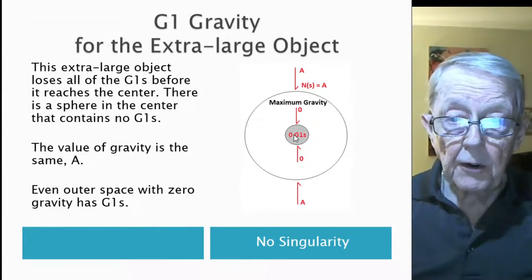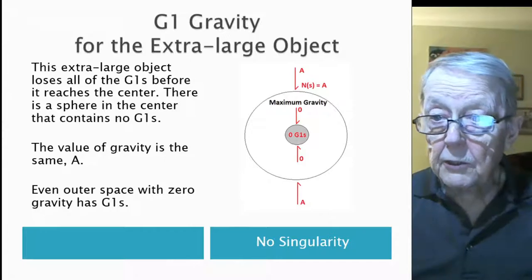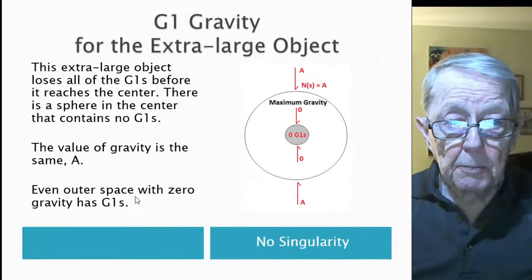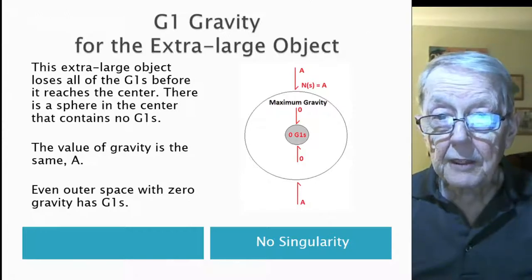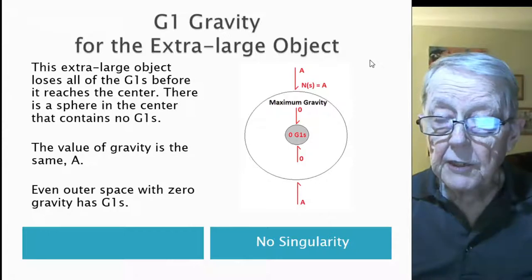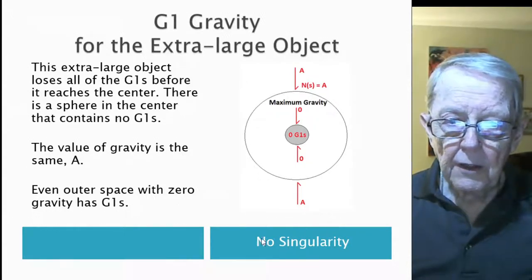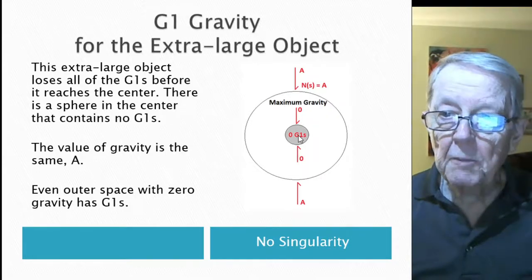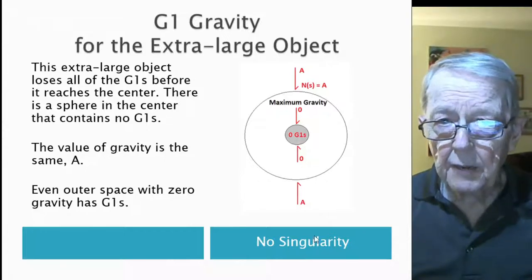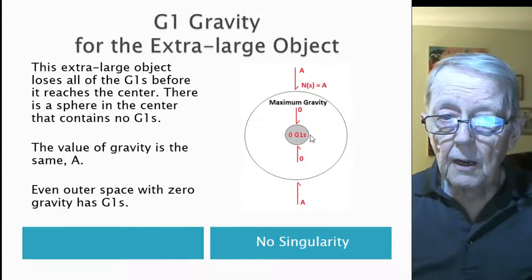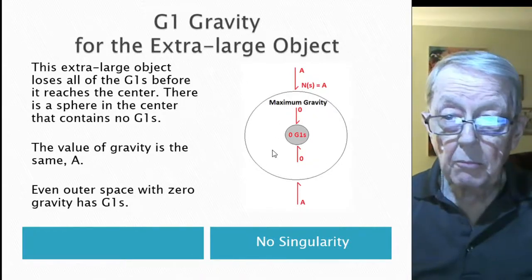Now, this is kind of interesting. Here you are, if you could even be here in the center of this object, you'd be weightless because there's no G1s. But even in outer space, if this was outer space now, you have zero gravity, but you've got the same number of G1s hitting you. That's because they're equal and opposite. Here they're equal and opposite. No singularity. This is not a point of infinite mass. If this object even exists, this big and with this amount of gravity, it's not clear it would even survive as that object. It may morph into something else.